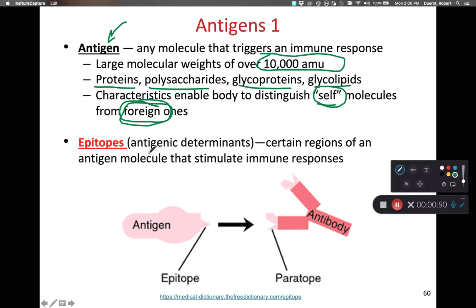As we look at these antigens, there are parts of the molecule that we can specifically recognize. So this whole molecule can be an antigen, and the part that our antibodies will specifically attach to is referred to as the epitope, or the antigenic determinant. So it's the part of the antigen that specifically stimulates the immune response.